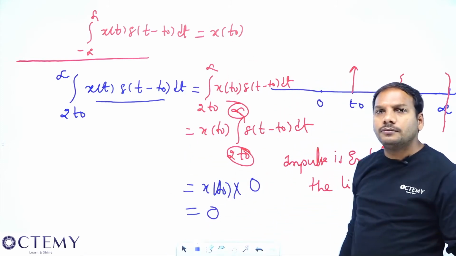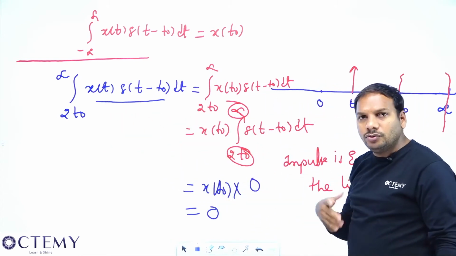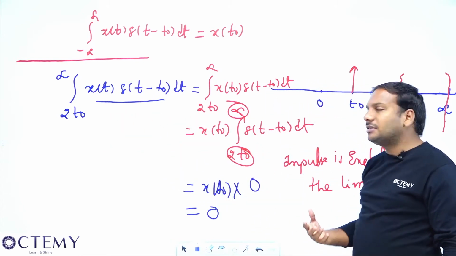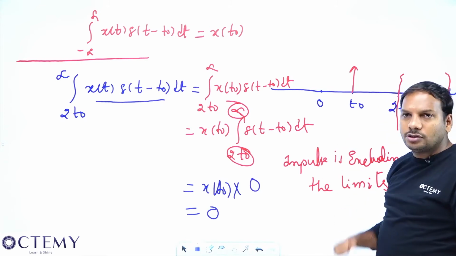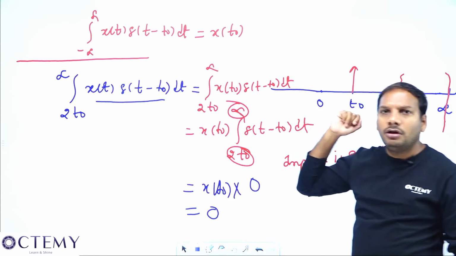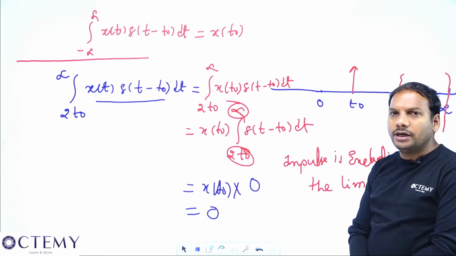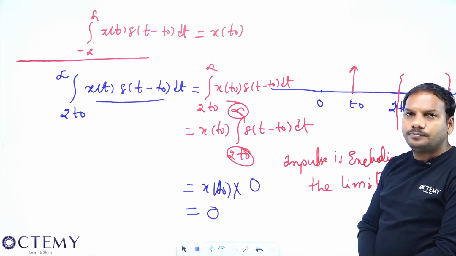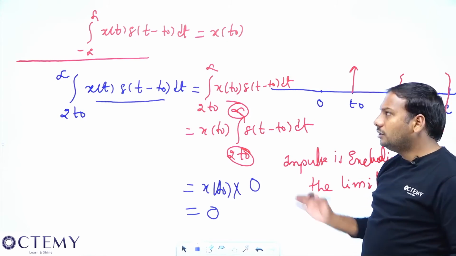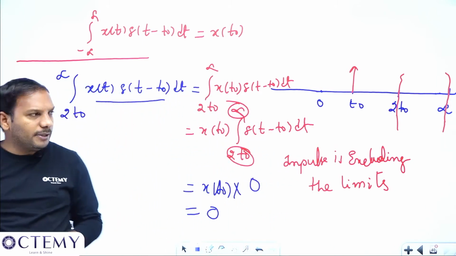It is not 0. But if any other limits are given, then you have to check whether the impulse function is including the limits or excluding the limits. If it is including the limits, then the answer is x of t naught. If it is excluding the limits, directly the answer you can take as 0. Understood? So this is how you have to understand the concept of impulse function.